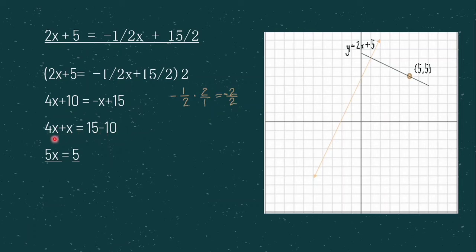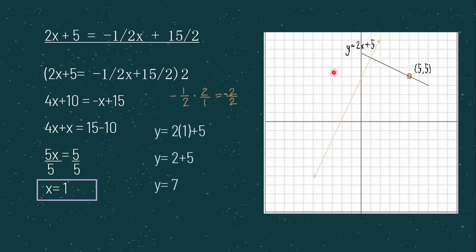Then perform the operations. 4x plus x is equal to 5x, and 15 minus 10 is equal to 5. And because we just want x to remain, we will divide both sides by 5. So it then will become x equals 1. So our x coordinate for this point is 1. And we still need to get the y coordinate. In order to do that, we will just use the line equation right here and plug in this x value.